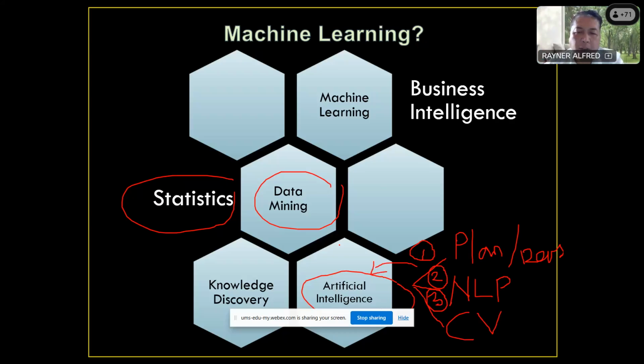So they put the robot and then they ask, can the robot do planning and reasoning? Can the robot communicate with us, or can the robot see things and then decide what to do? Okay, so that is the AI.